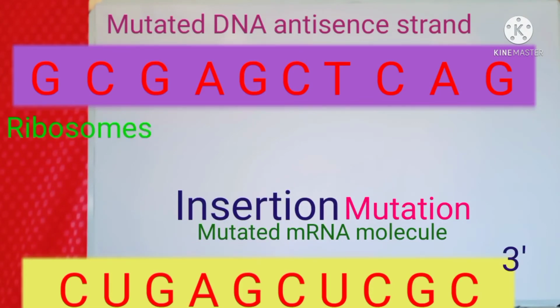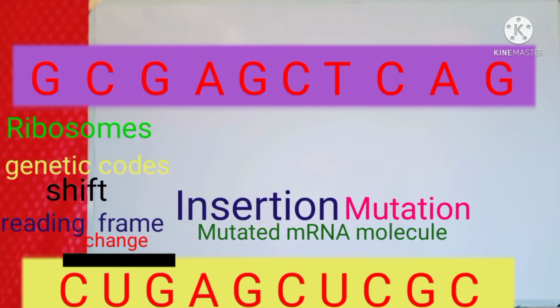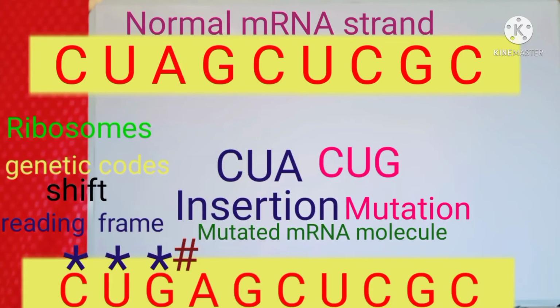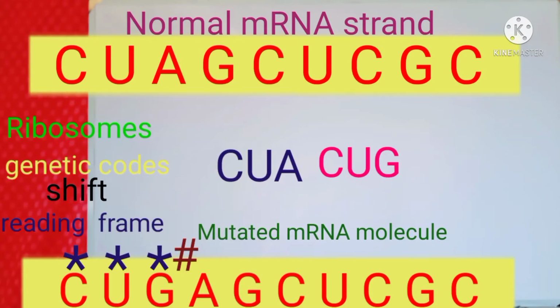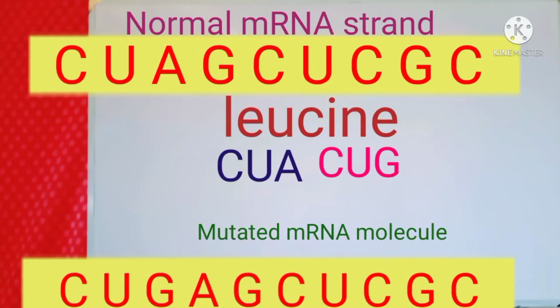Now when our ribosomes read this mutated messenger RNA strand, we'll use the genetic code. But because we have a shift in the reading frame, the codons will change. The first codon in the original is CUA, whereas the first codon in the mutated one is CUG. But because CUA and CUG code for the same exact amino acid, leucine, the first amino acid is not changed.